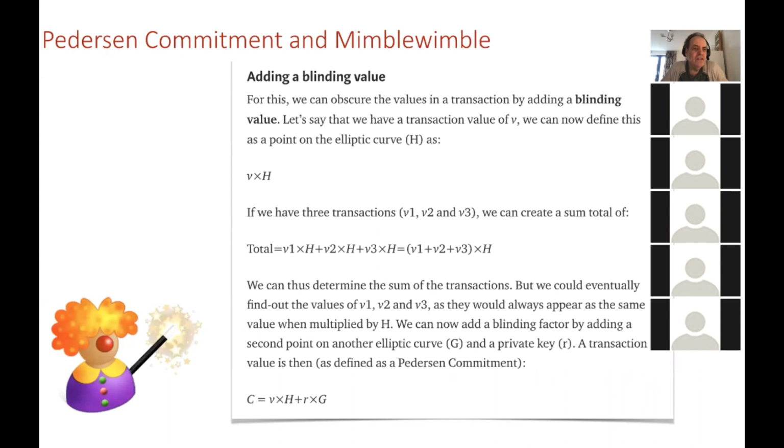So what's a Pedersen commitment? Well, this is our public key here. And what we can do is we can hide. So if we take our point and we add a random value onto it, we'll get another point on the elliptic curve.